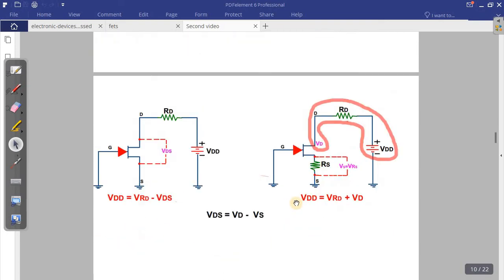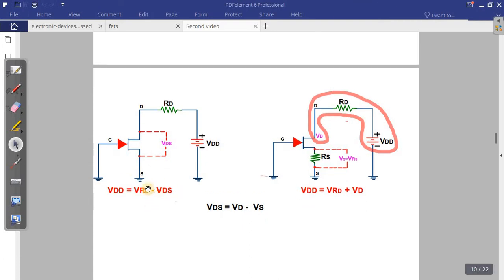But guys, before we move to that question, our example 8.1, I'm going to explain these two concepts. You can see sometimes we're going to talk about VDD is equal to VRD plus VDS, please.